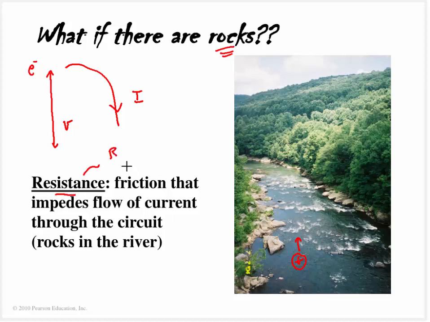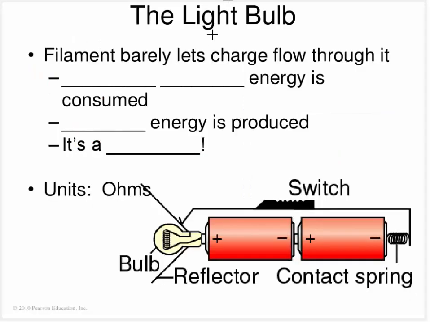Resistance is friction that impedes the flow of current through that circuit, just like rocks do inside of a river. Cue the light bulb. The light bulb is what we would call a resistor. What it does is slow down the electrons, and it heats up and starts to glow. It barely lets the electrons flow through it, and it consumes a lot of that electrical potential energy. It heats up and produces thermal energy, and if you get enough thermal energy, then it actually produces light. So it's a resistor.